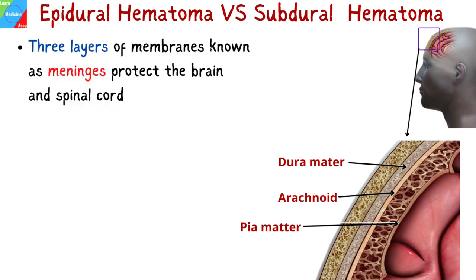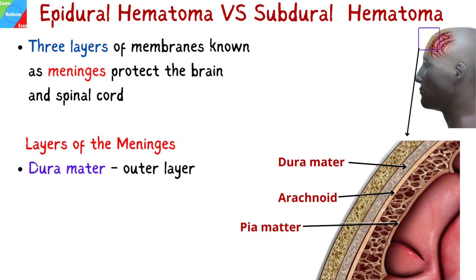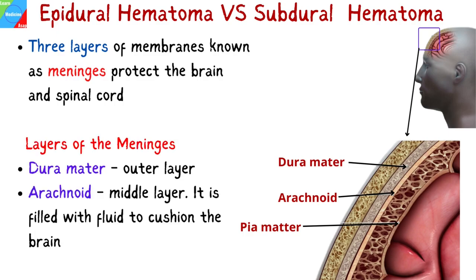Just below the cranium, a few layers of membrane cover the human brain for protection. These layers are called meninges. The outer layer is called the dura mater. The middle layer is the arachnoid. It is filled with fluid to cushion the brain, while the pia mater forms the delicate inner layer.